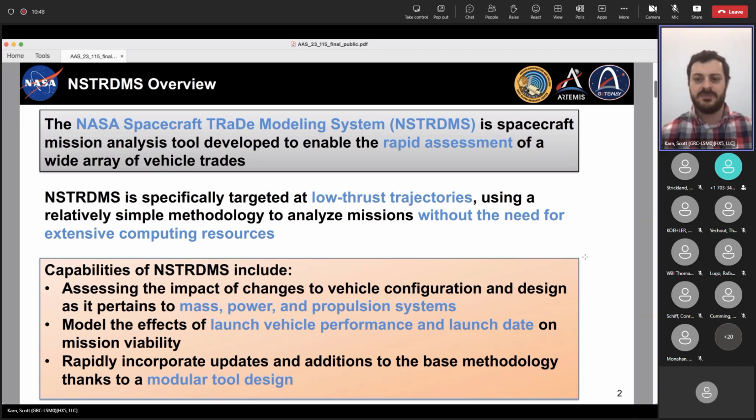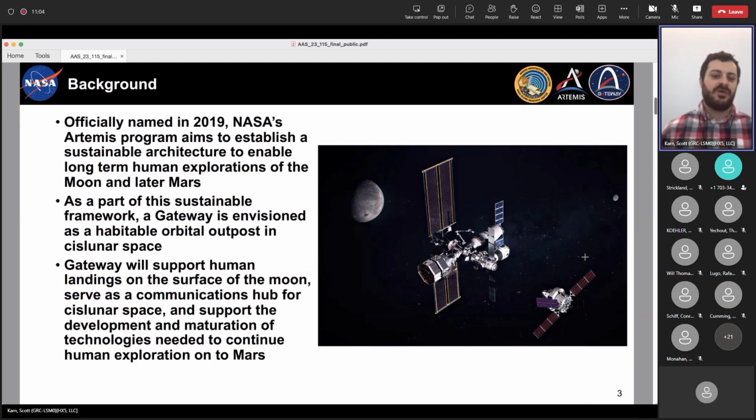The base methodology of NSTRDMS was designed to be modular. It was designed to incorporate new additions and updates rapidly over time, just to meet the evolving demands of the program. I'll give a really brief overview of the background motivations for this.